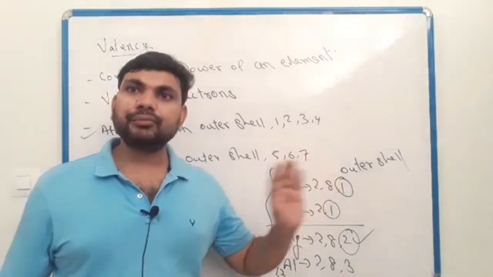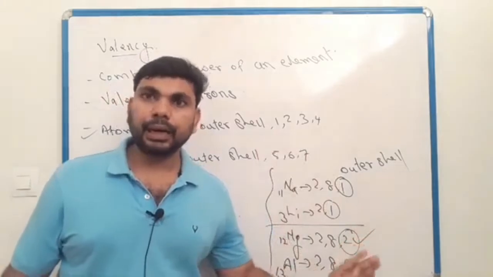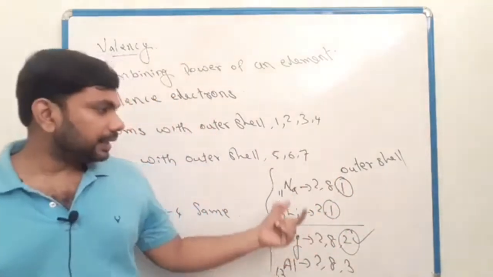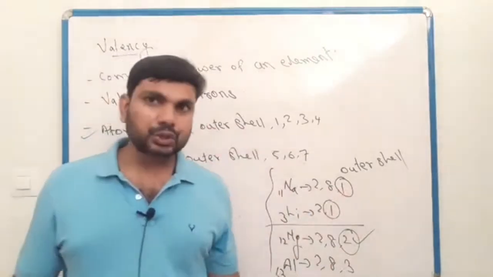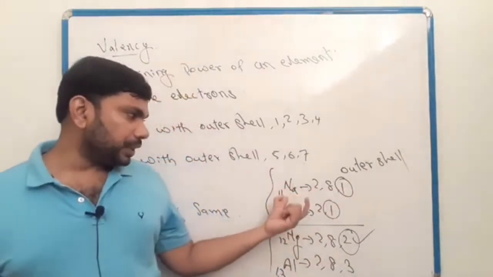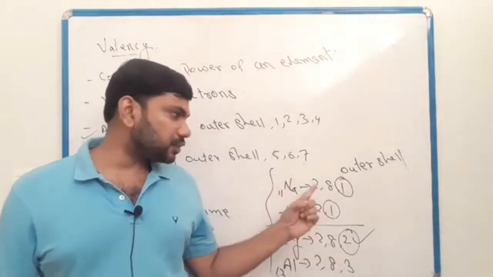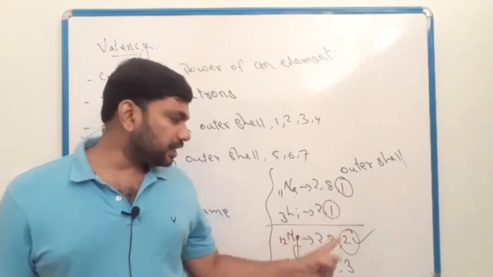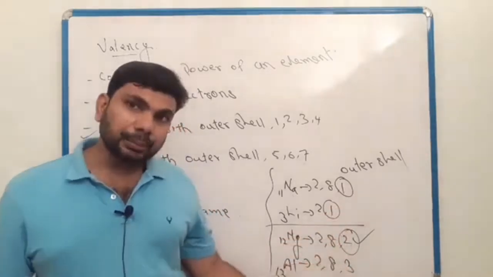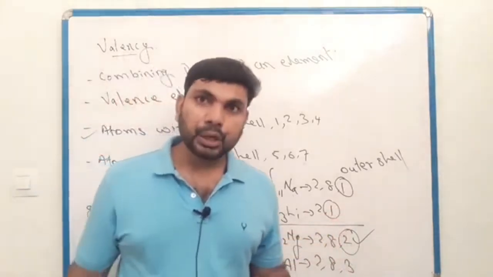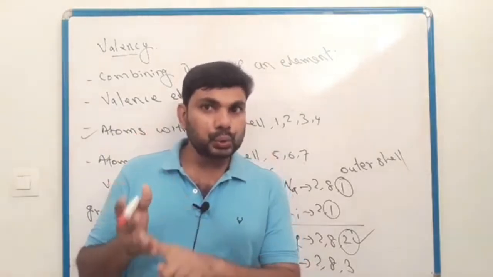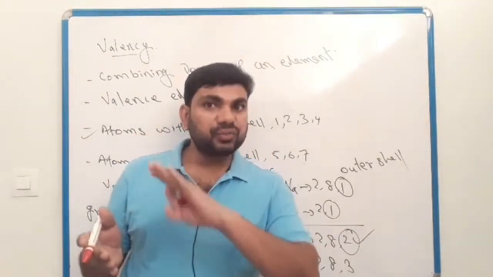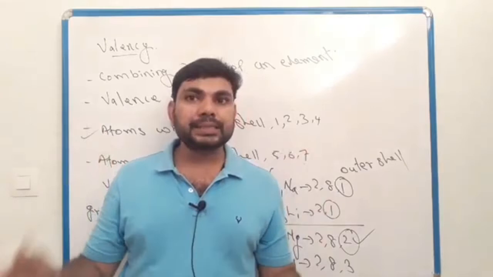Now look here, atoms with outer shell 1, 2, 3, 4, their valency will be the same as the valence electrons. Example, sodium, atomic number 11, its valence electron is 1. Magnesium, valence electron 2. Aluminium, valence electron 3. So atoms with valence electron 1, 2, 3 or 4, their valency will be the same.